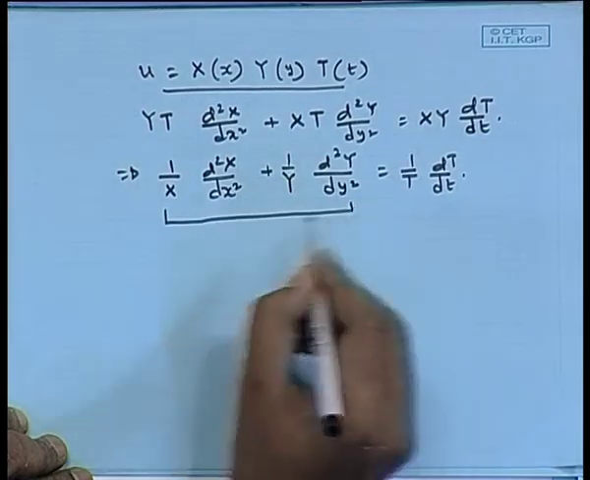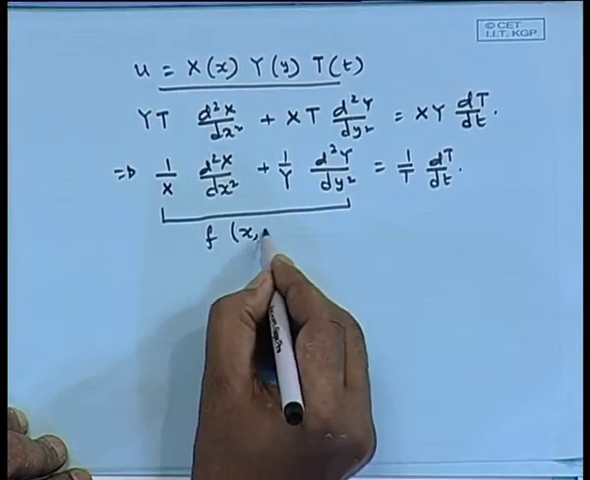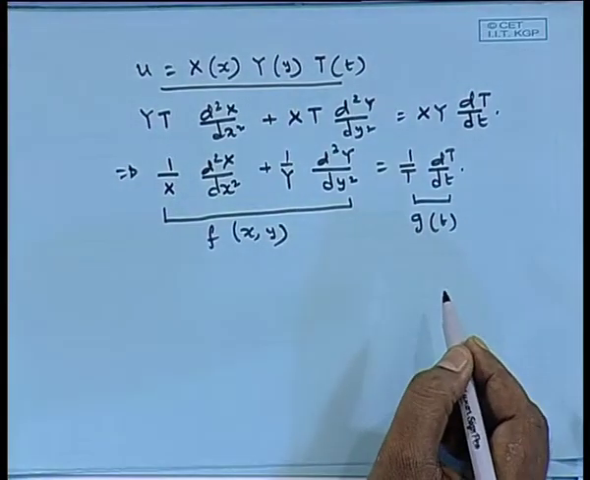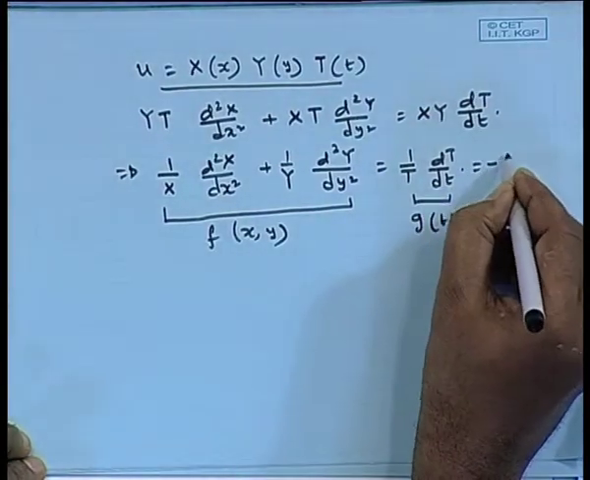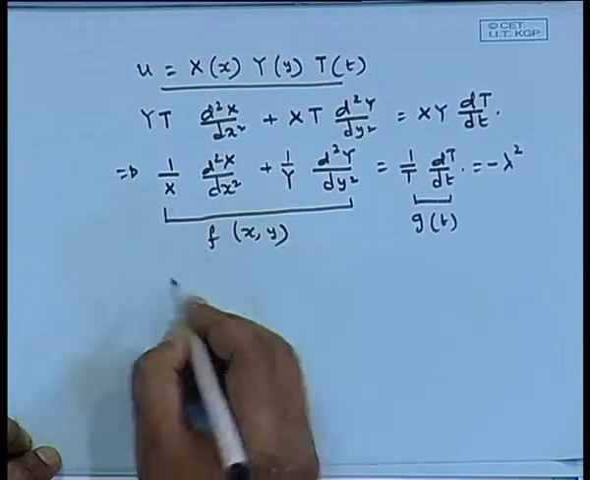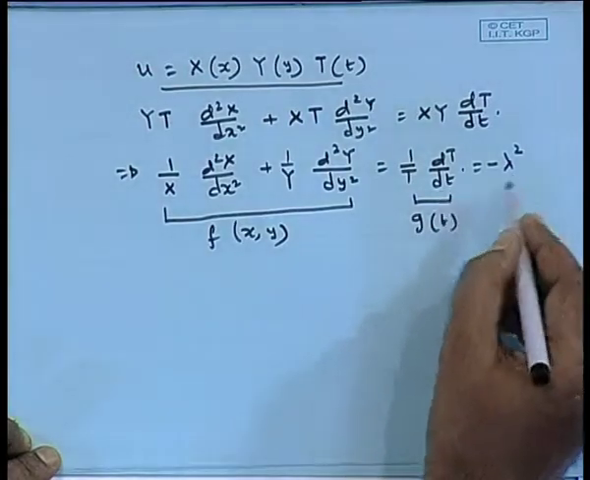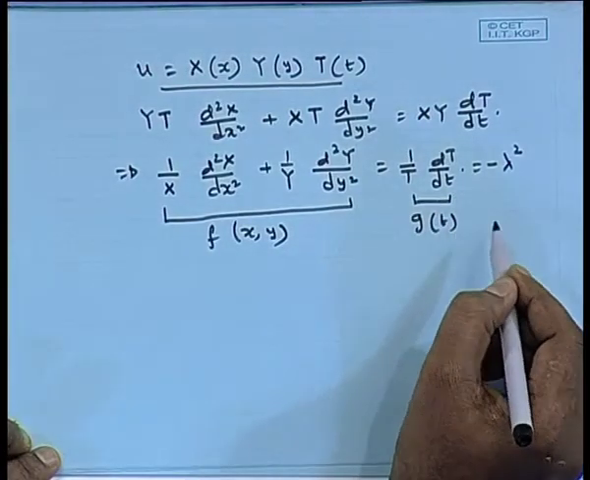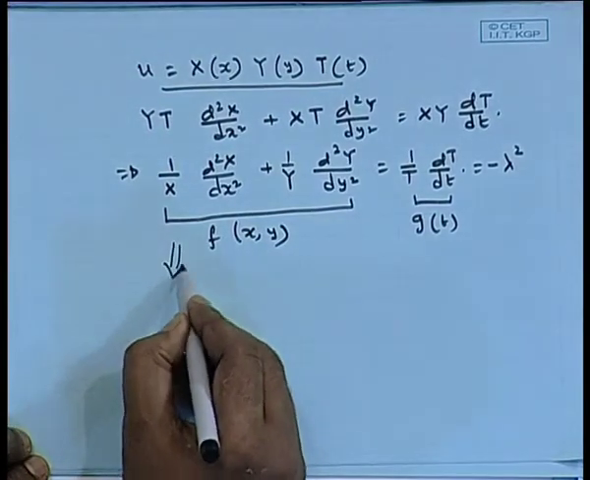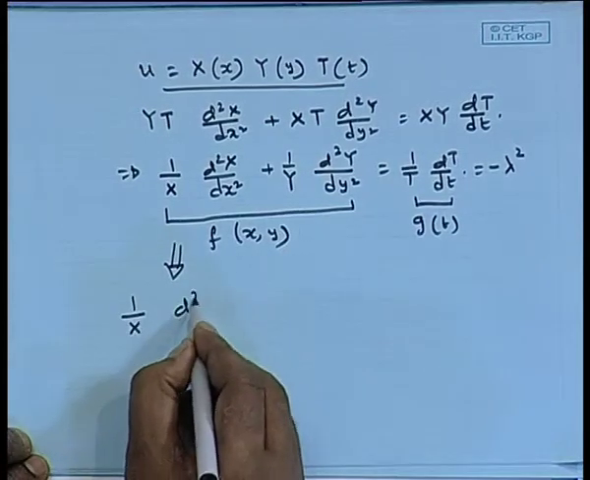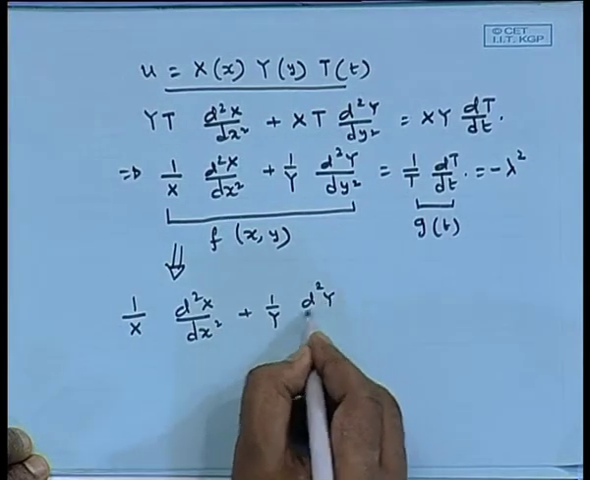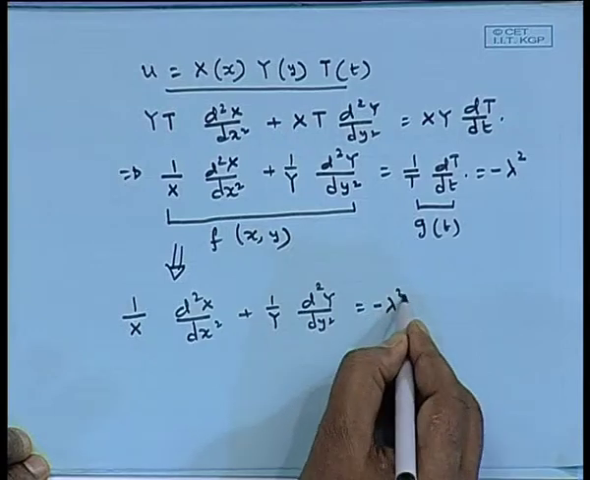Now, this is a function of x and y only, this is a function of t only, and that will be equal to some constant, and this constant we consider to be minus lambda square. We will come to the time varying part later on. Let us concentrate on the space varying part. The space varying part is 1 over x d square x dx square plus 1 over y d square y dy square is minus lambda square.